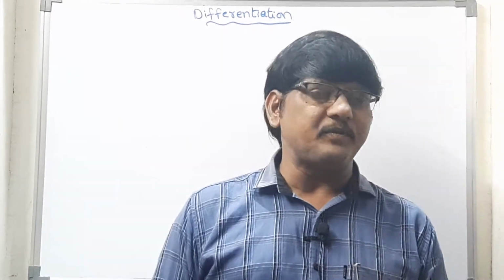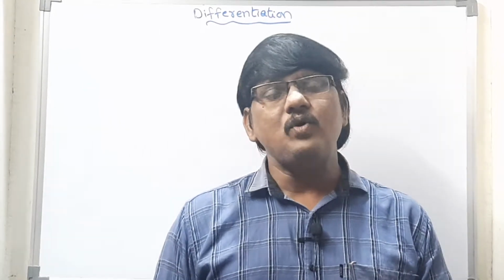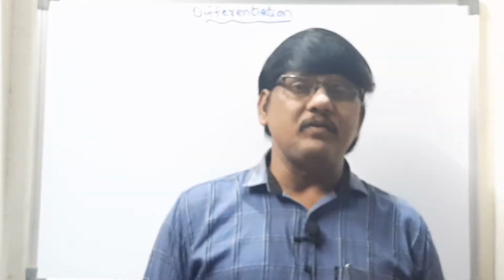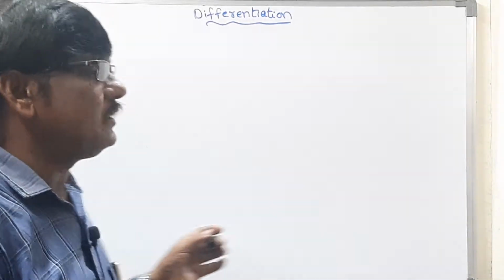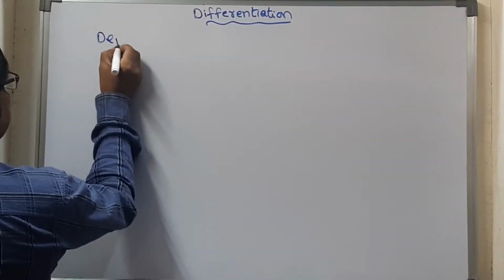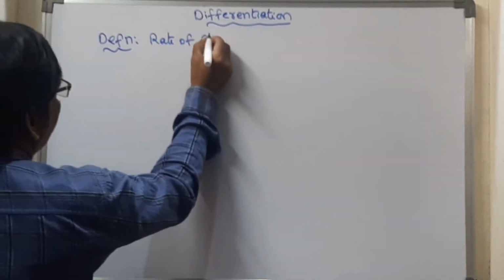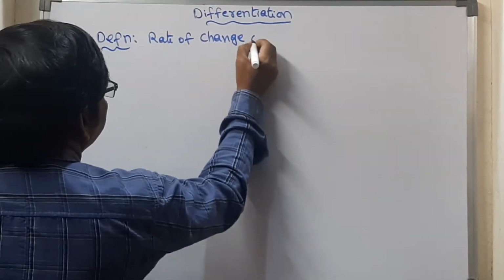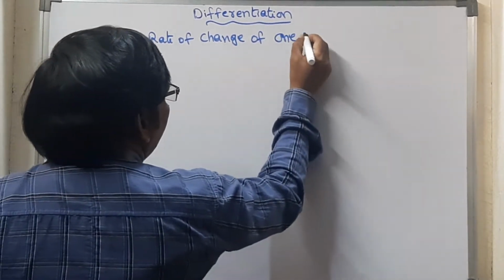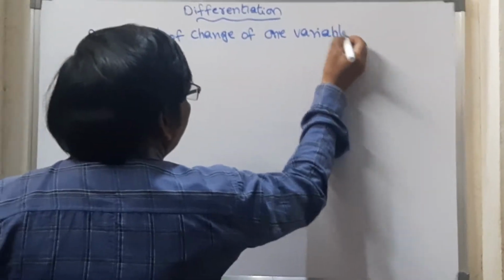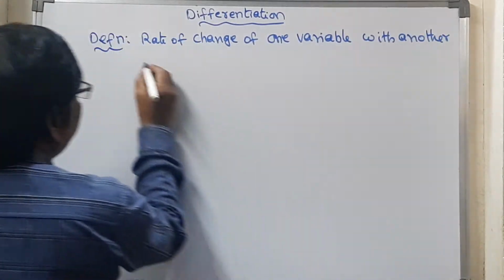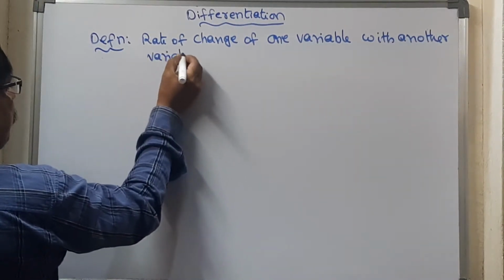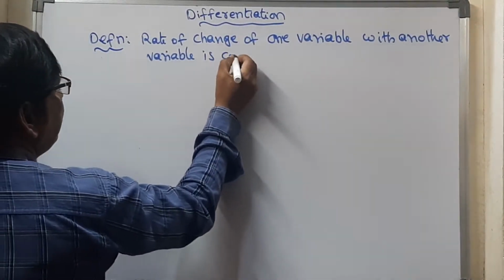Differentiation is nothing but the rate of change of one variable with respect to another variable. Do not get confused, right? Let's go with the definition once, and then you will understand easily. What is the definition we have taken? Rate of change of one variable with another variable. So this is called differentiation.